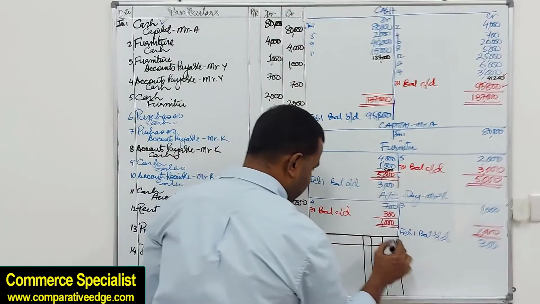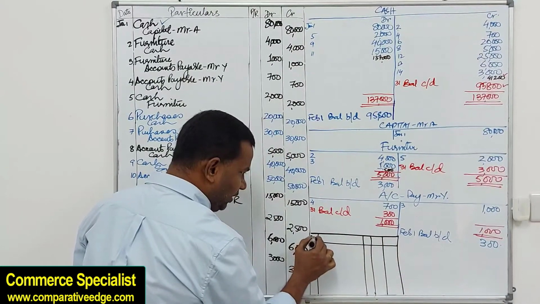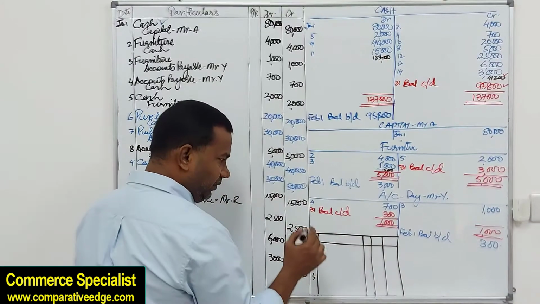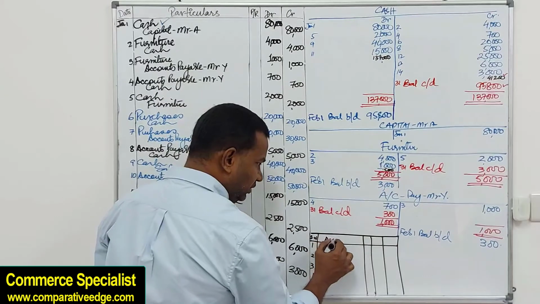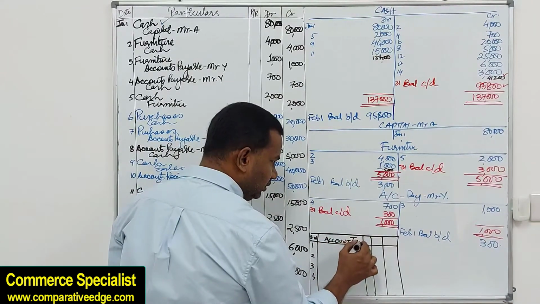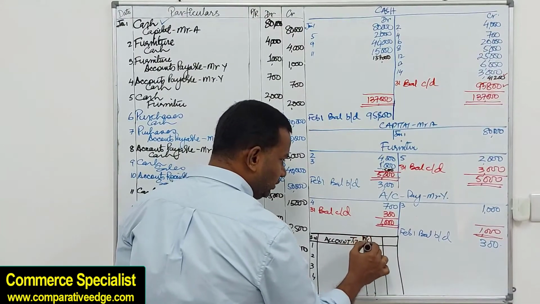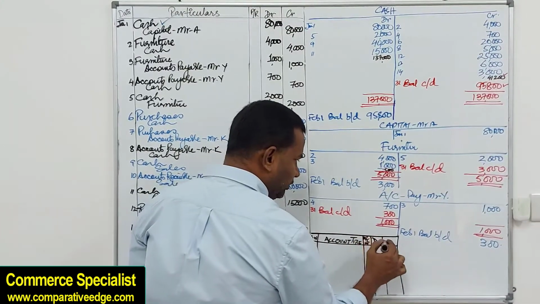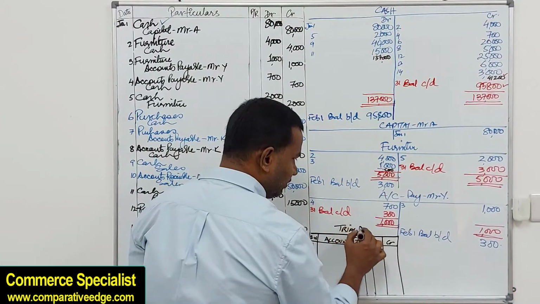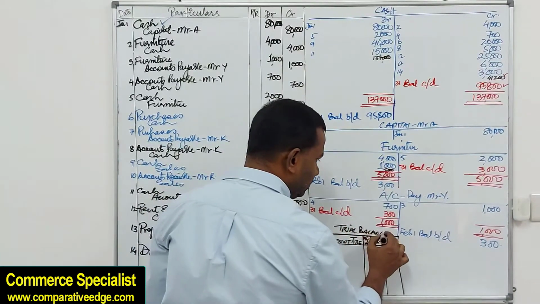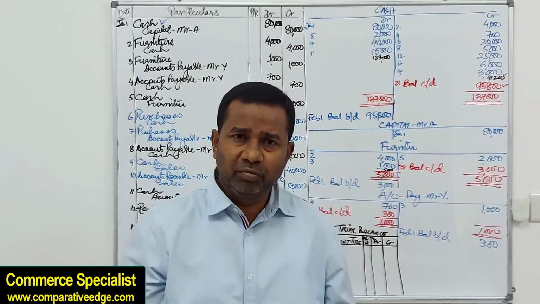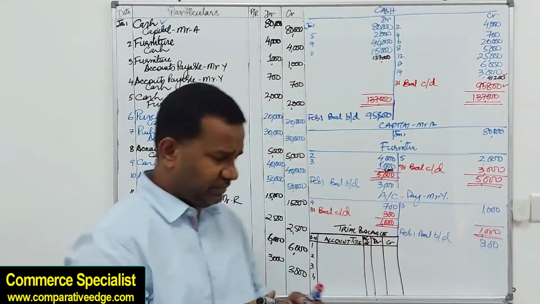First one, this is serial number, like 1, 2, 3, 4. This is account title. This is account number. And this is obviously debit and credit. This is the trial balance. Ladies and gentlemen, trial balance is so very easy. I can't tell you. Have a look at this.